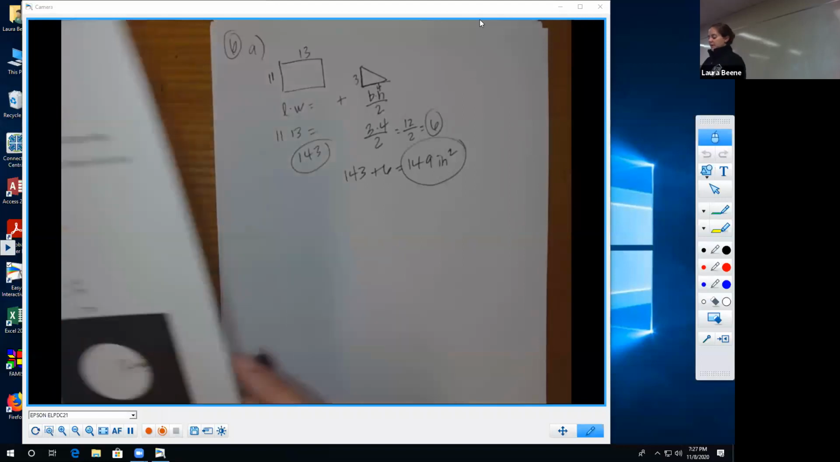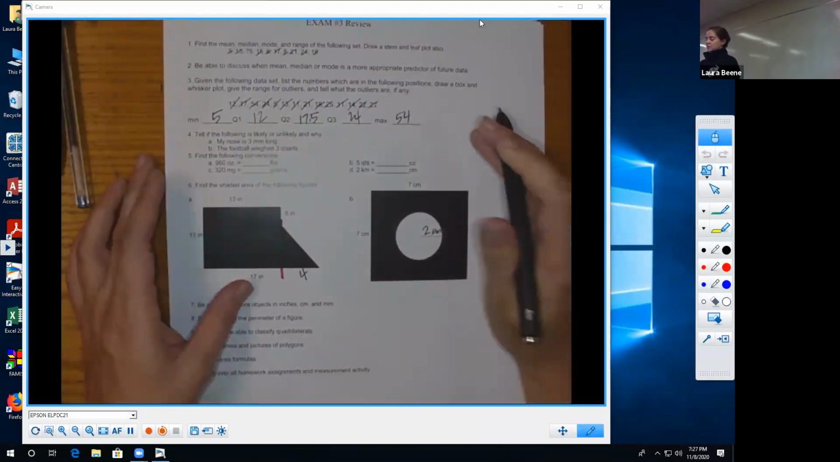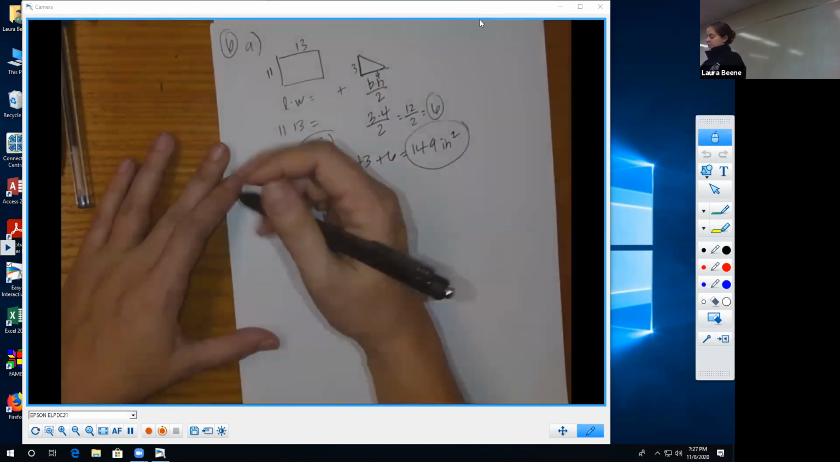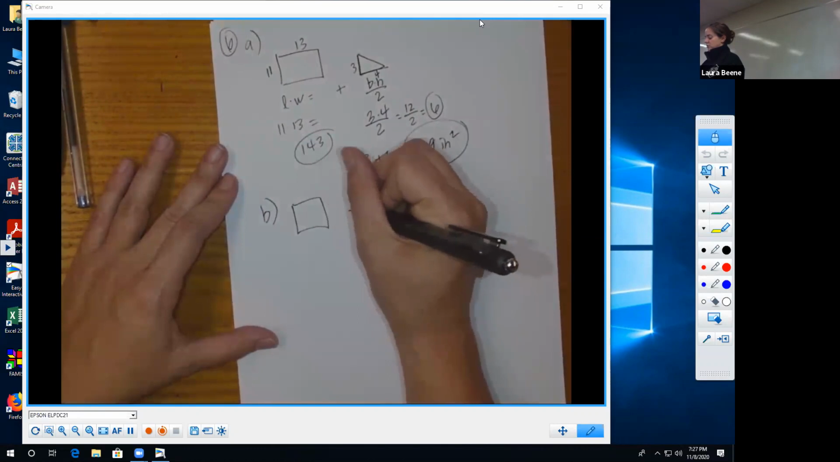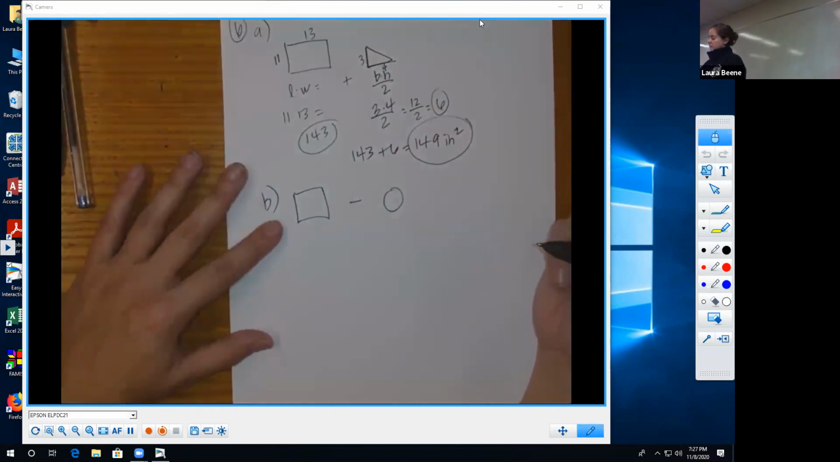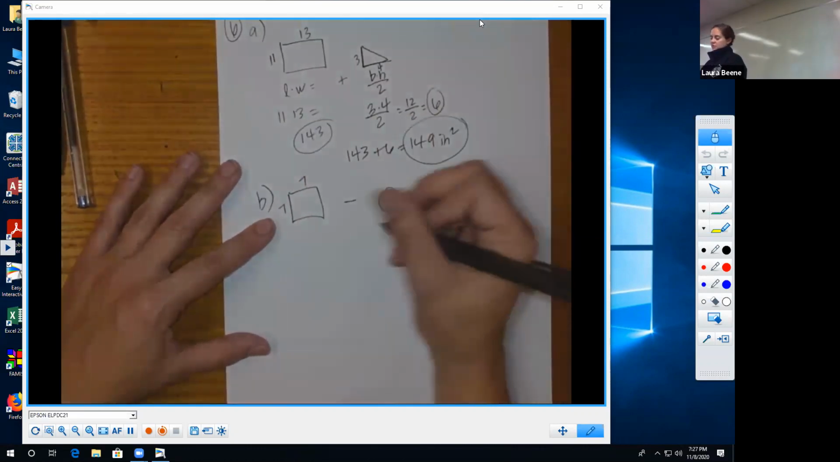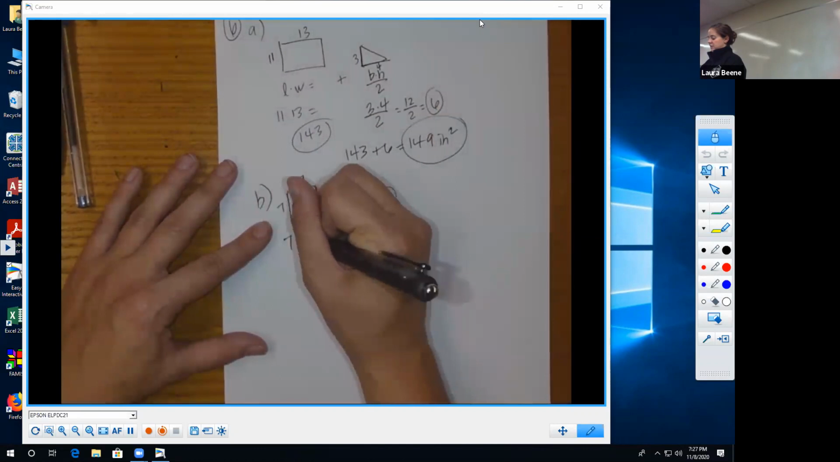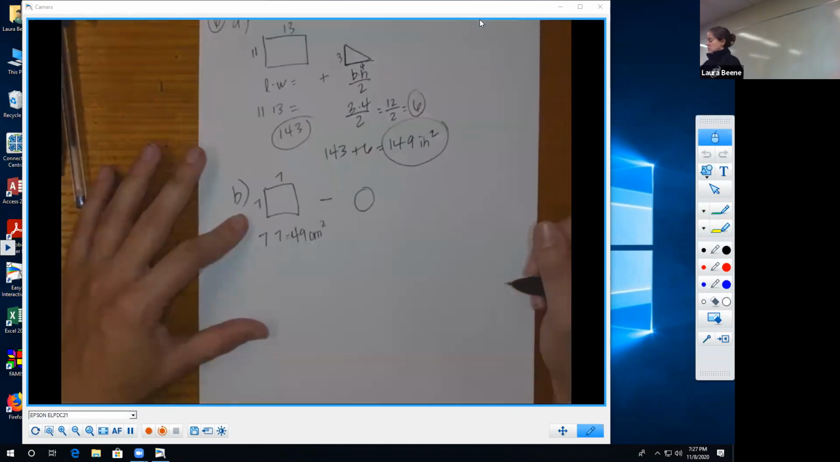For part B, it is a square with a circle taken out of it. So for this one, we are going to find the area of the square, and then we are going to subtract off the area of the circle. So the area of the square is 7 centimeters by 7 centimeters. So 7 times 7 is 49 square centimeters.